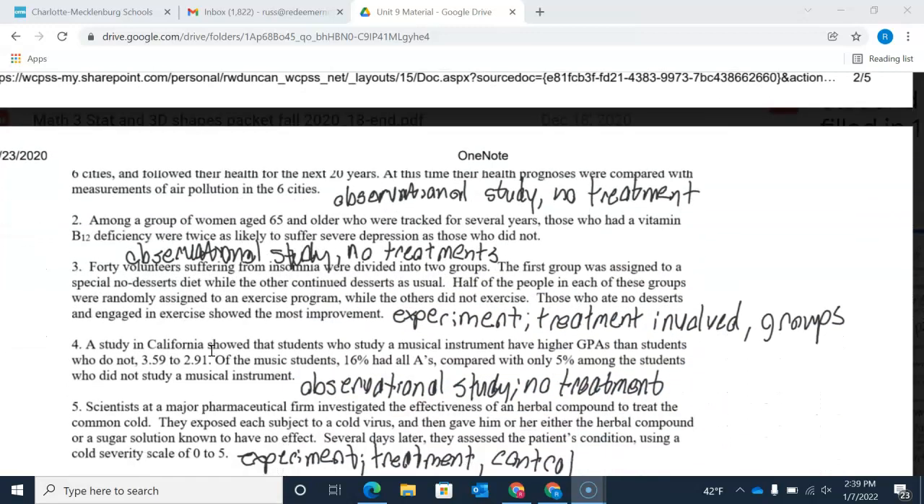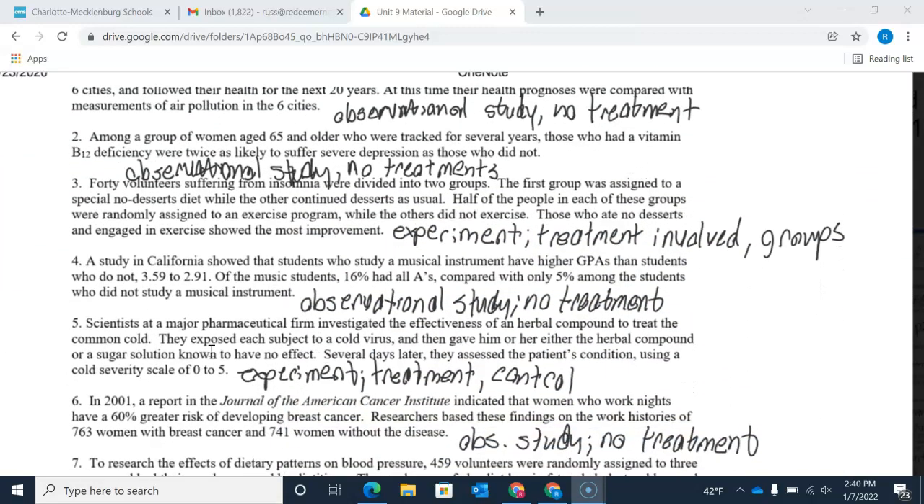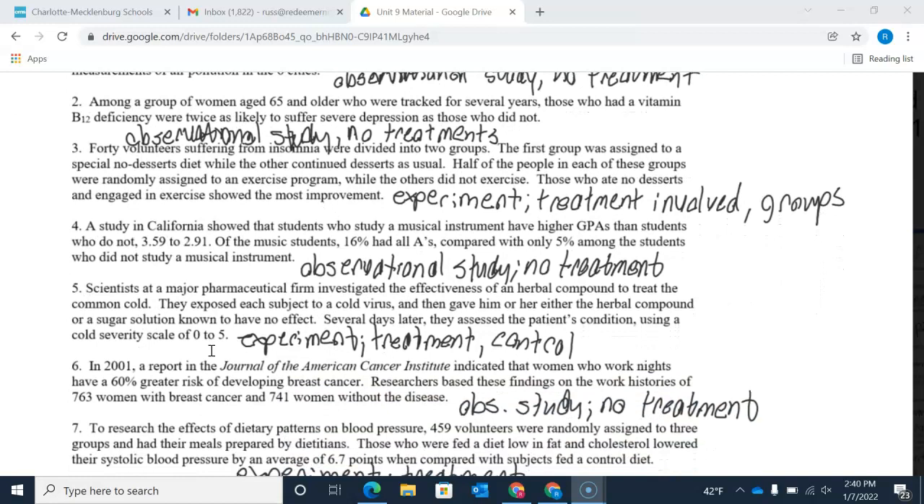Number 2, among the groups of women aged 65 and older who were tracked for several years, those who had a vitamin B12 deficiency were twice as likely to suffer severe depression as those who did not. Again, observational study. You're just looking at the data. You're not doing any treatment, okay?